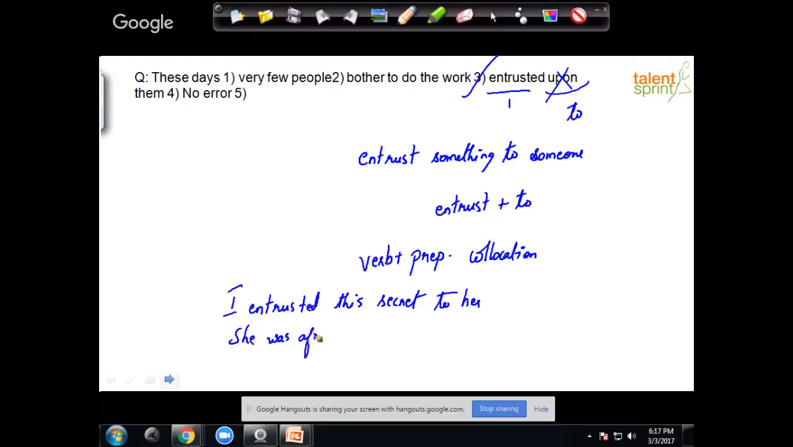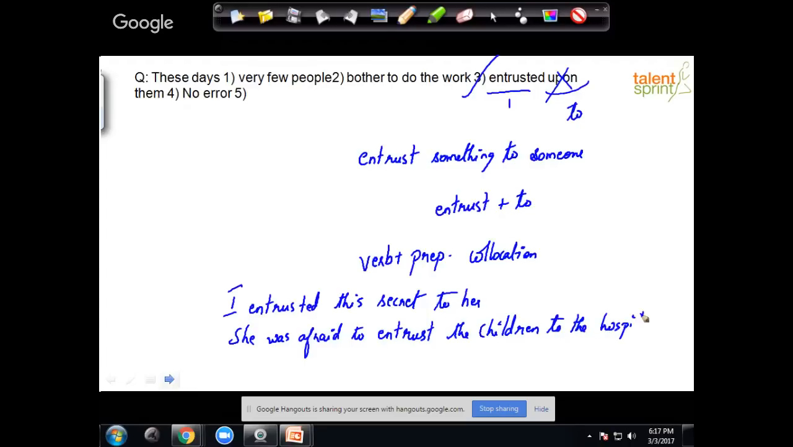She was afraid to entrust. There are other collocations also, but predominantly entrust goes with to. Entrusted the children to the hospital.